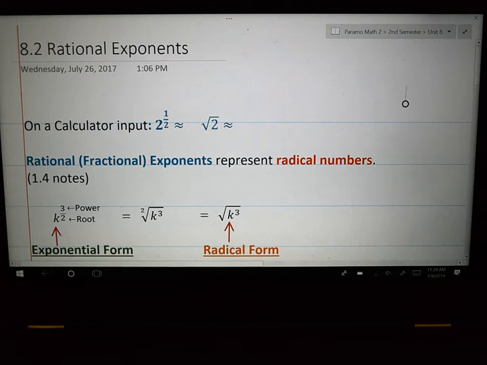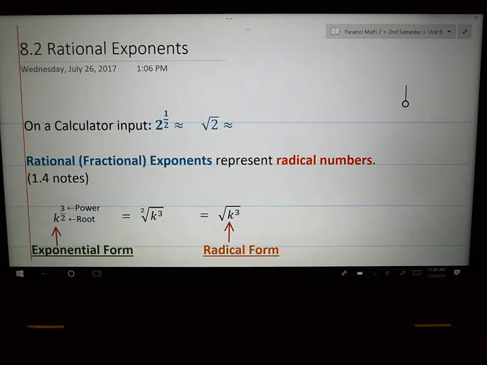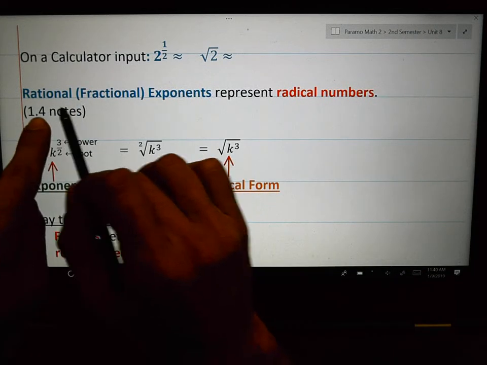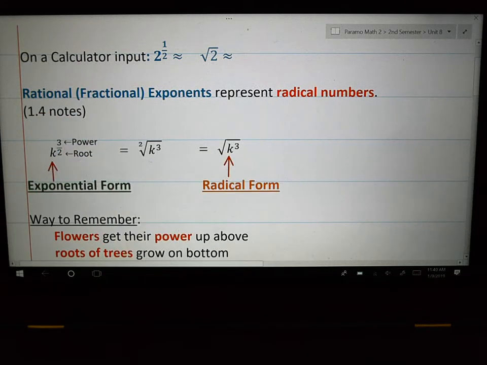In 8.2, we are going to take what you've learned in 8.1 and really step it up a notch. We're going to combine what you did in 1.4, add that to what we just did in 8.1, and then we're going to really see who knows what they're doing. It also deals with something that a lot of you are not very comfortable with, but some of you are getting better at, and that is rational exponents, otherwise known as fractional exponents.